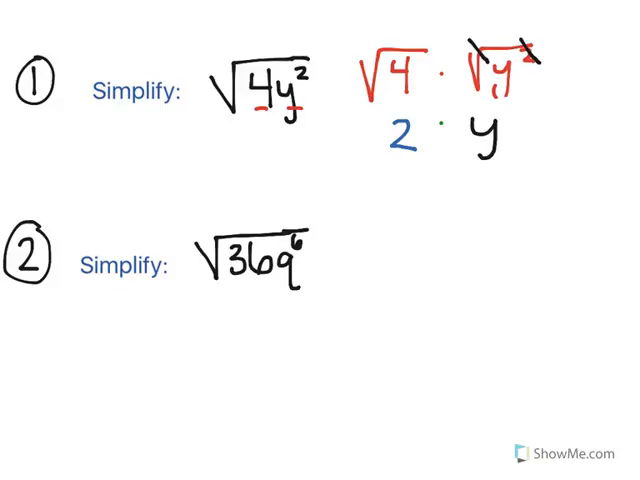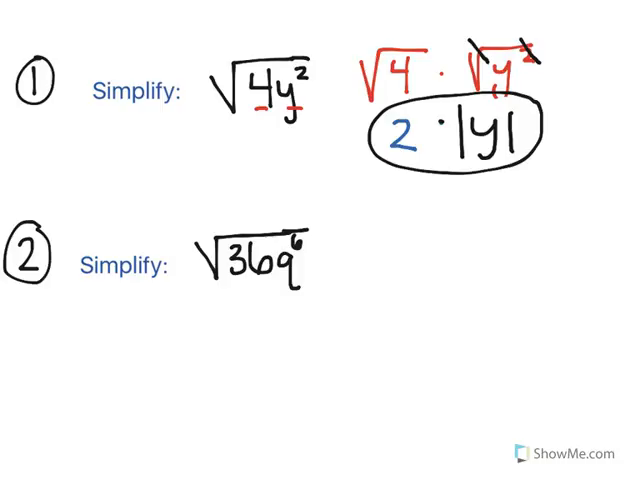And we have to signify that it's a positive value, so we have to put the absolute value signs on it. So all I'm left with is 2 times the absolute value of y. You don't have to put the multiplication sign in there, but you can. Okay, so let's try the next example.